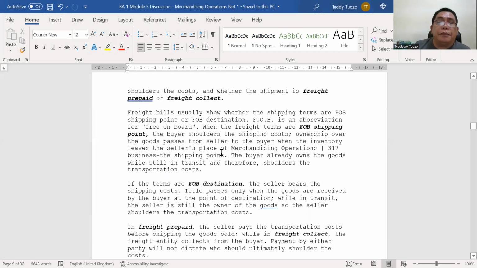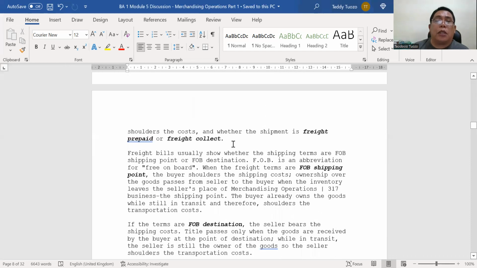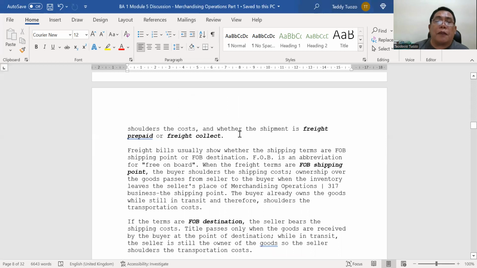So you have there, when merchandise is shipped by a trucking entity or an airline, the carrier prepares a freight bill in accordance with the instructions of the party making the shipping arrangements. The freight bill designates which party shoulders the cost and whether the shipment is freight prepaid or freight collect.